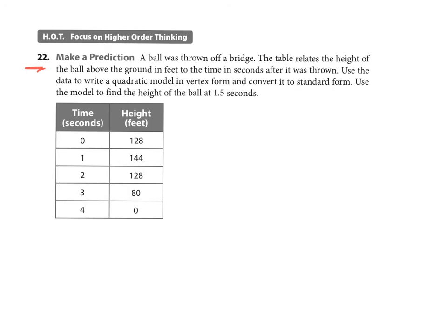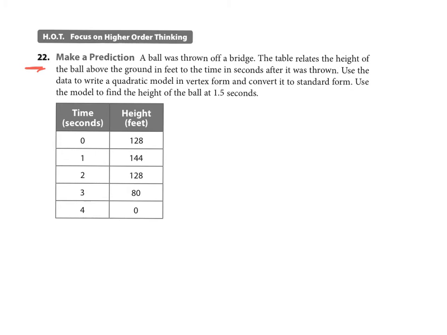Okay, this one says make a prediction. A ball was thrown off a bridge. The table relates the height of the ball above the ground in feet to the time in seconds after it was thrown. Use the data to write a quadratic model in vertex form and convert it to standard form. Use the model to find the height of the ball at 1.5 seconds.